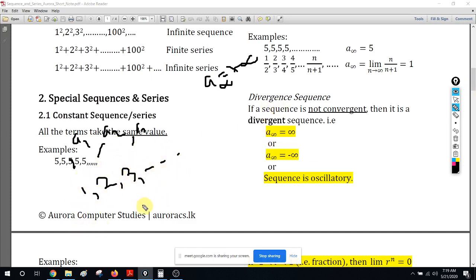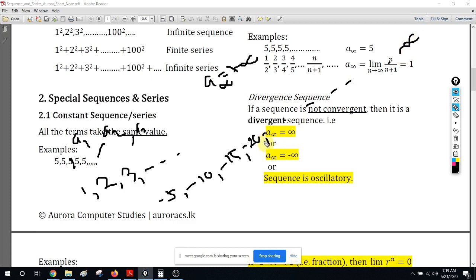If you take something like minus 5, minus 10, minus 15, minus 20, what is going to be the infinite term? Obviously minus infinity, because it's getting bigger and bigger, but on the negative side.